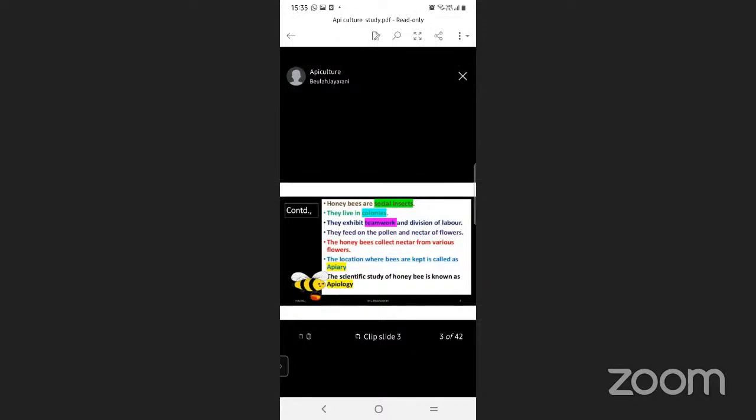Honeybees are social insects. They live in colonies. They exhibit teamwork and division of labor. They feed on the pollen or nectar of the flowers. Usually, the honeybees collect the nectar from various flowers with the chewing and lapping type of mouth parts they have. The location where bees are kept is called an apiary, and the scientific study of honeybees is known as apiology.